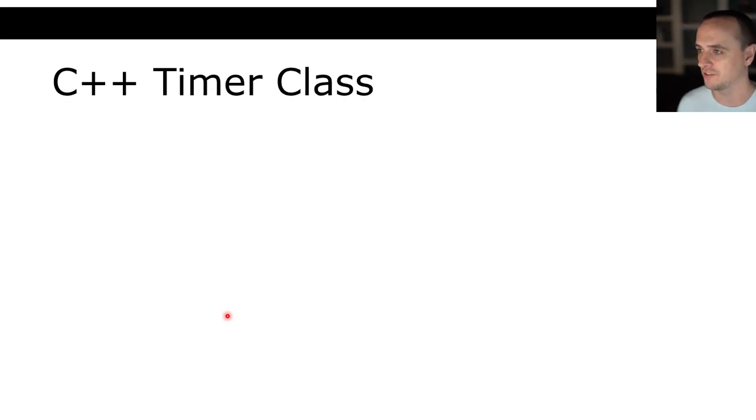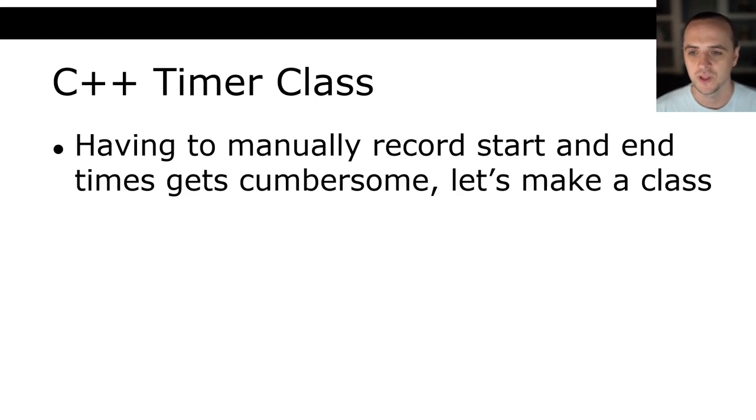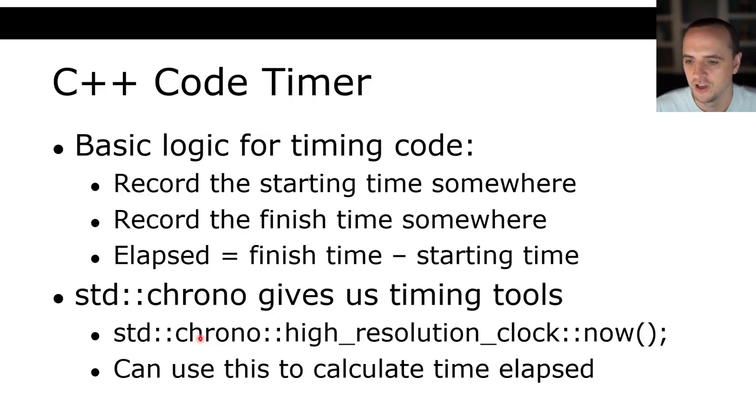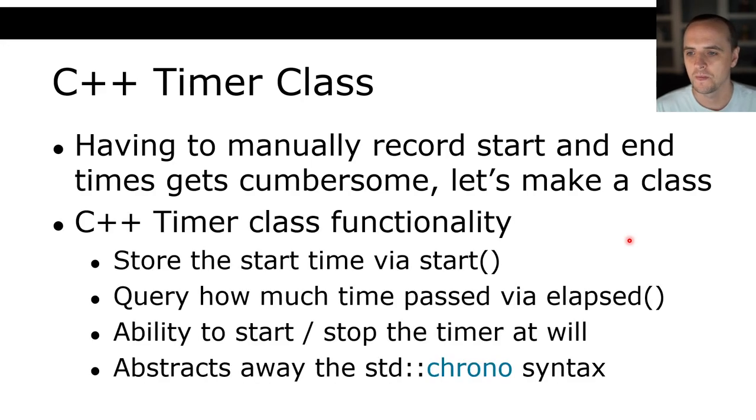So let's write a class, right? Object-oriented programming is great. We can write a class that does all that for us. Having to manually record starting and ending times all over our code would be absolutely atrocious. Just imagine having, in every function, standard chrono, high resolution clock, now, all that kind of nonsense. You don't want to have to do that. So we're going to write our own class.